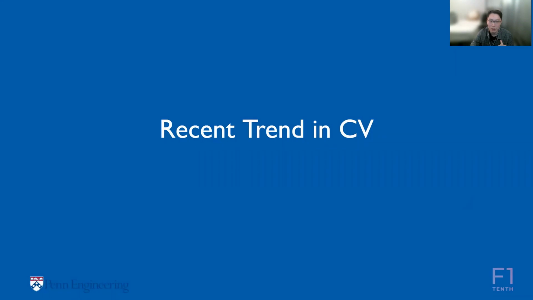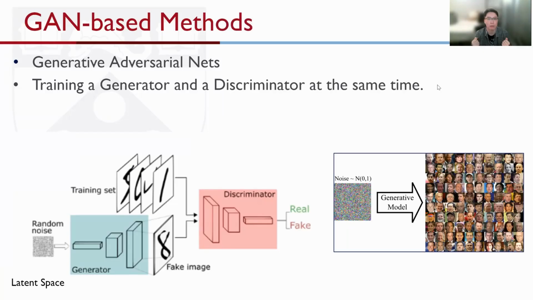So I want to talk about 3 recent trends in computer vision. These are more interesting topics than the 2 case studies that we just saw. First is the GAN-based method. GAN-based method is used when we want to train some generative neural networks. It's called generative adversarial nets. So it's training a generator and a discriminator at the same time. That's why it's called adversarial.